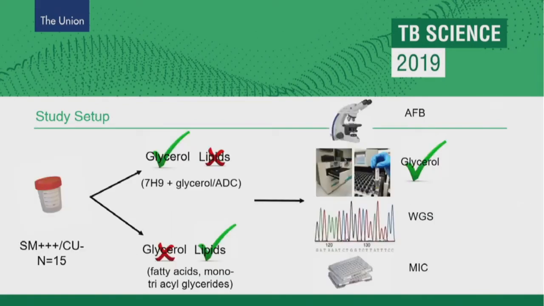So our study setup was the following. From these 15 samples, we aimed to grow them either in a medium with glycerol but low on lipids, so it's the 7H9 with glycerol but no oleic acids, or in this house-made lipid broth that had no glycerol but had a high concentration of fatty acids, mono-, di-, and triacylglycerides. And if these cells would grow, we would investigate their phenotype by looking at microscopy, do a glycerol toxicity assay, as well as conduct whole genome sequencing and look for drug resistance in MICs.